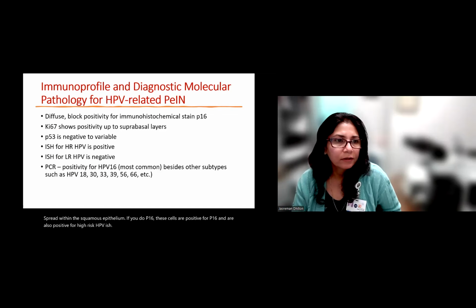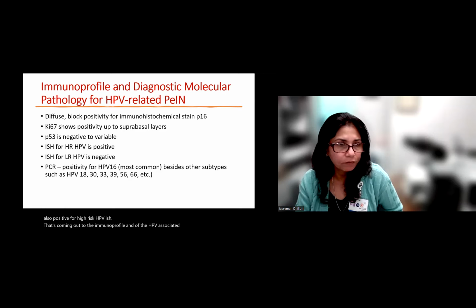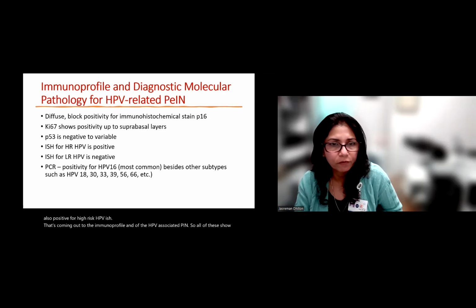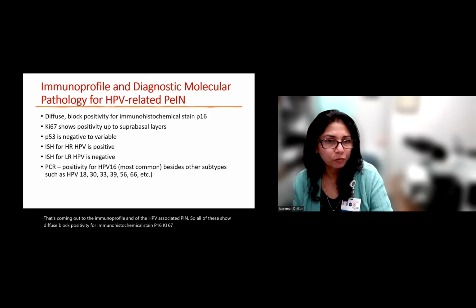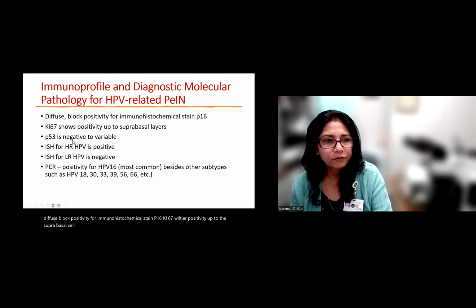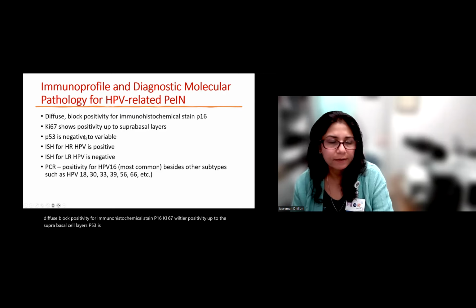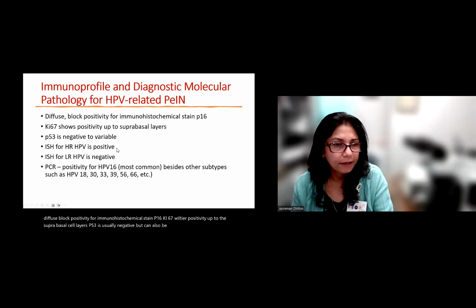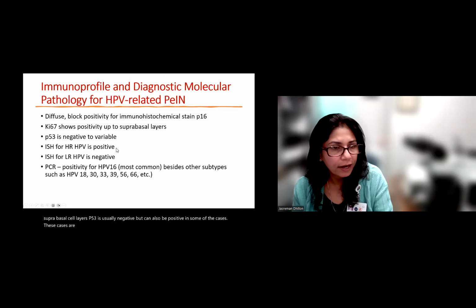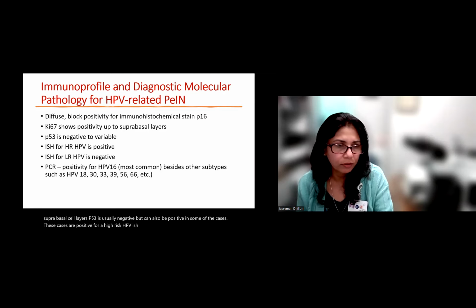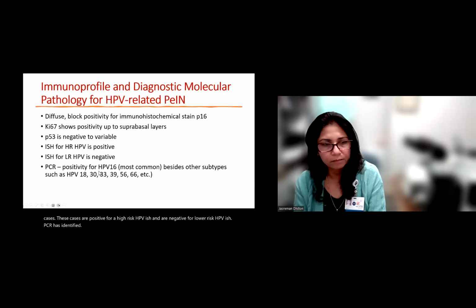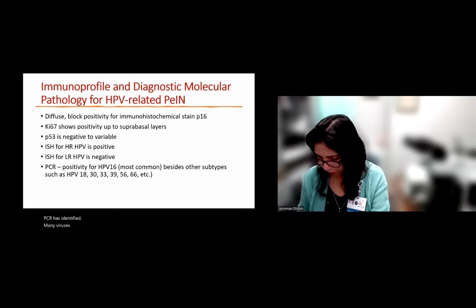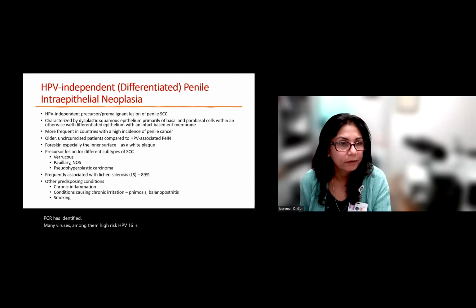Coming on to the immunoprofile of the HPV-associated PEIN, all of these show diffuse block positivity for the immunohistochemical stain P16. Ki67 will show positivity up to the suprabasal cell layers. P53 is usually negative, but can also be positive in some of the cases. These cases are positive for high-risk HPV ISH and are negative for low-risk HPV ISH. PCR has identified many viruses. Among them, high-risk HPV-16 is the most common.